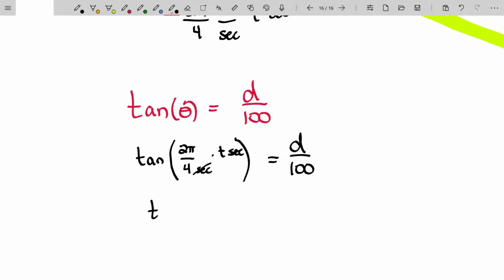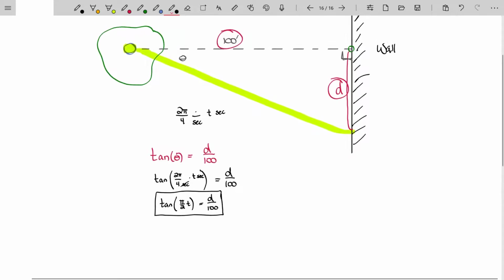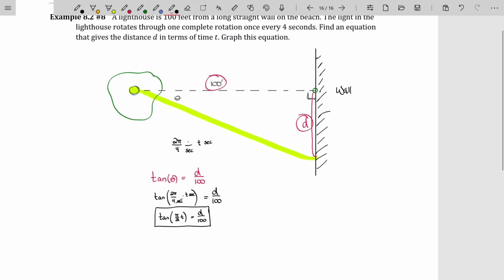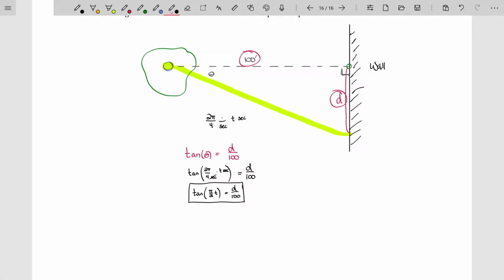And so tangent of 2 pi over 4 is pi over 2. Pi over 2t is equal to d over 100. That is our equation that relates how long it's been to the distance the light has covered across the wall. And of course, we can graph the equation d. So let's graph. This implies d is equal to 100 tangent of pi over 2t.